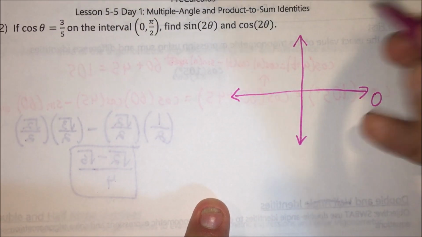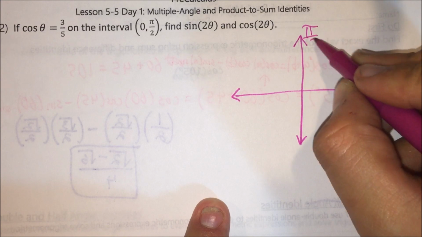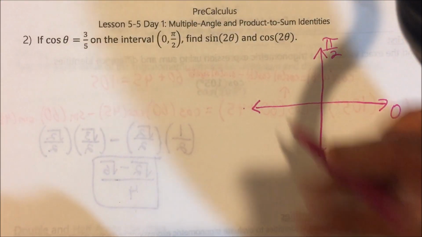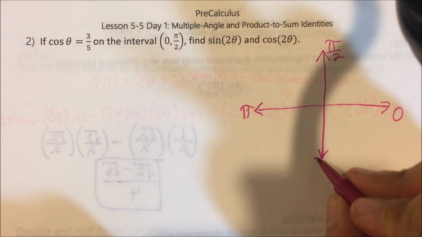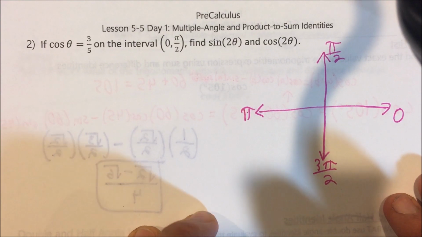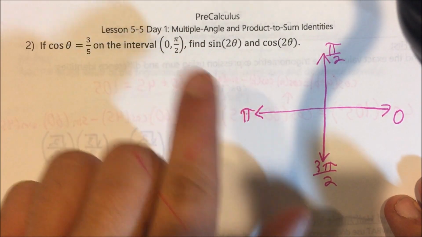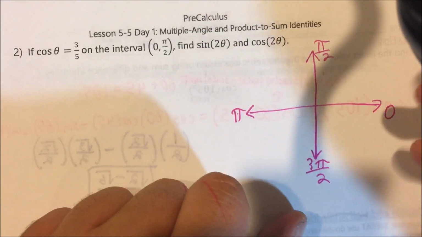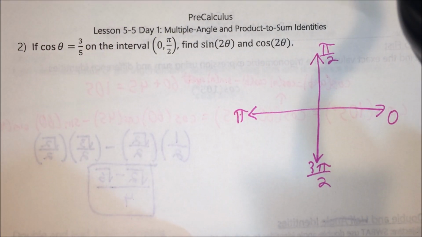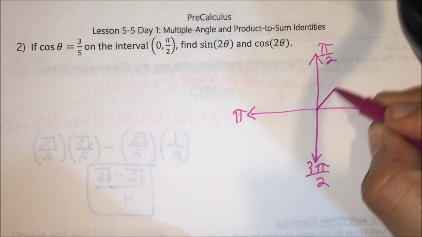Well, we say 0, and we know that that's pi over 2. So we've done 0 to pi over 2. Let's go ahead and do pi, and then 3 pi over 2. So what this is saying is that if it's in the interval 0 to pi over 2, well, that's nice because that's just over here. So we just have to worry about stuff in the first quadrant. Okay, so let's draw a triangle in that first quadrant.